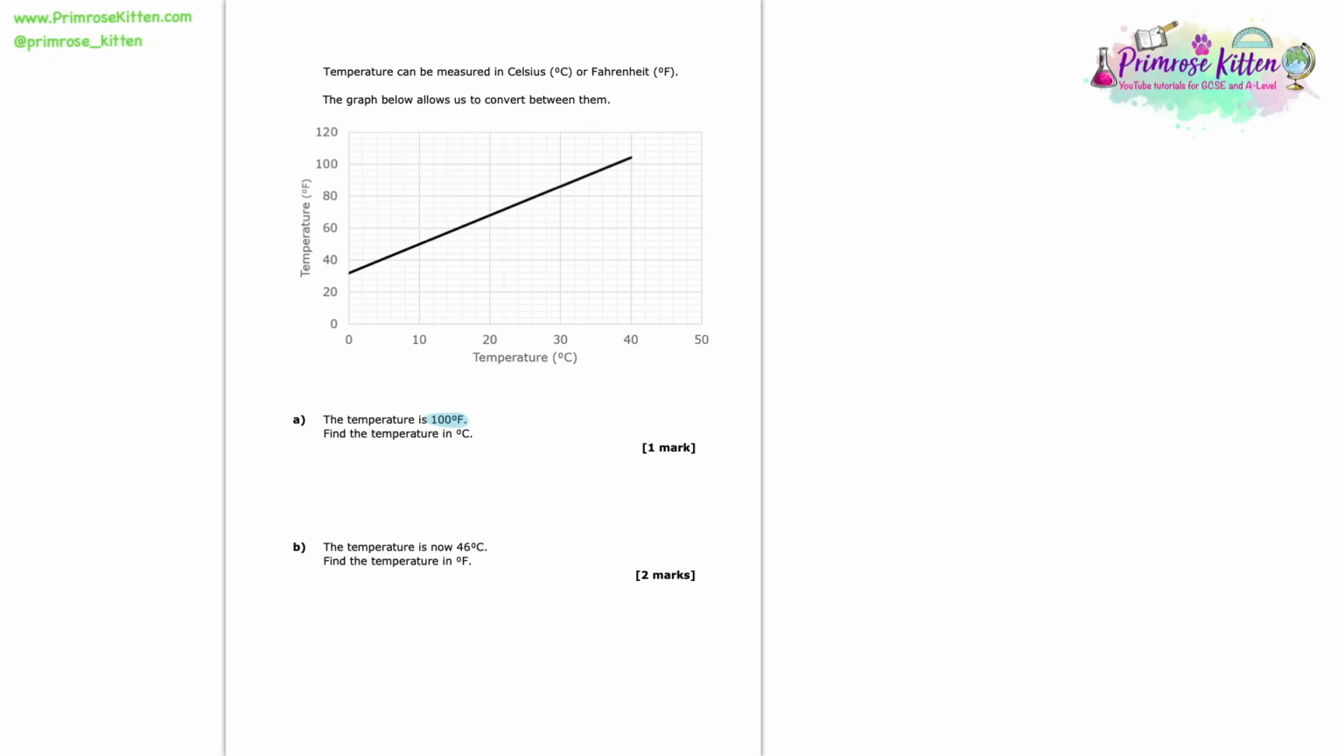So to do this we need to use a ruler, and we want to line it up at 100 and then draw a nice horizontal line across at that point until it reaches the line. And then at that point where you reach the line, you will then read down vertically to the x-axis. And then what you want to do there is read off the number that you get on the x-axis. So here I can see, looking at the scale, that I have 38 degrees C here.